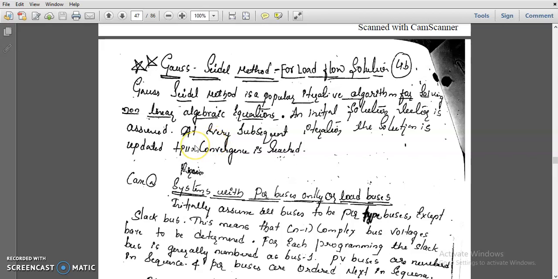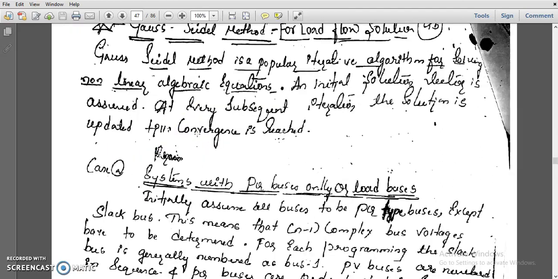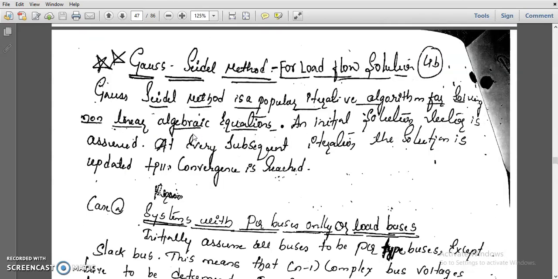Okay, dear students, today's topic will be the Gauss-Seidel method, load flow analysis. This is an important topic in module 1, PSA 2. Here they may ask for the algorithm, derivation, flow chart, or problems, depending on the question. Okay, step by step analysis.